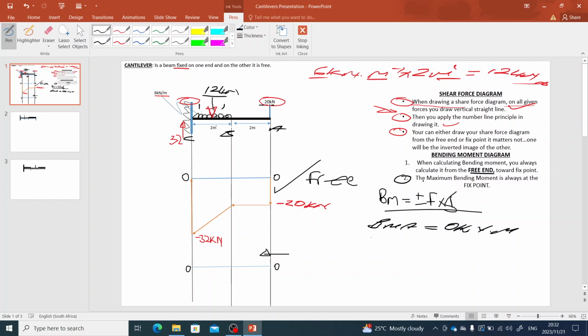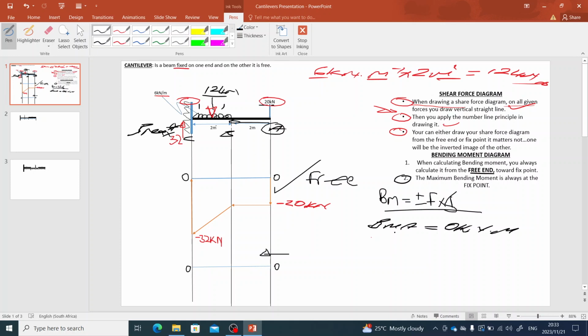Then the second point says the maximum bending moment is always at your fixed point. Your maximum bending moment is here at the fixed point. That's where your maximum is. Don't make a mistake. Why? It is because whenever you calculate your bending moment, you start at the free end going towards the fixed point. Now, at the fixed point, that's where your maximum bending moment will be.